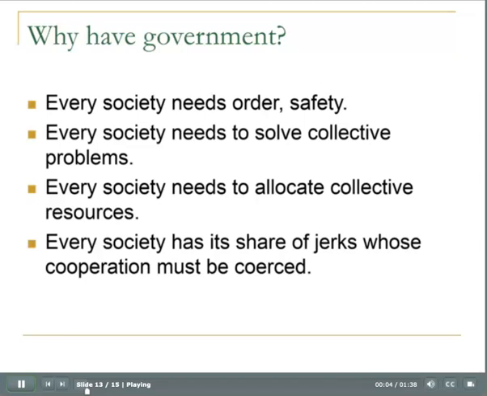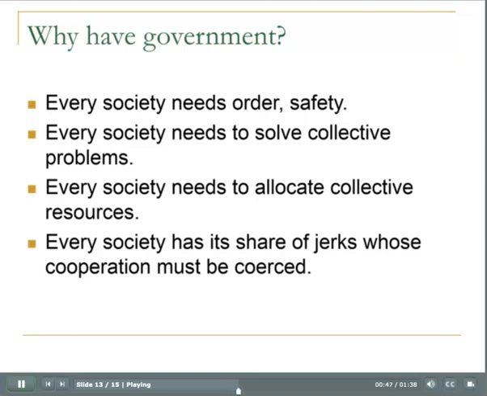Finally, every society simply has its share of jerks, whose cooperation must be coerced, just as in our example of the tragedy of the commons, where you have a fairly reasonable agreement that each family will have 2 cows. There's going to be a couple of people who are immune to social pressure because they don't care what other people think, have strongly held opinions, and don't particularly care who else they hurt in their own quest for personal gain or power, prestige, or whatever they're going after.